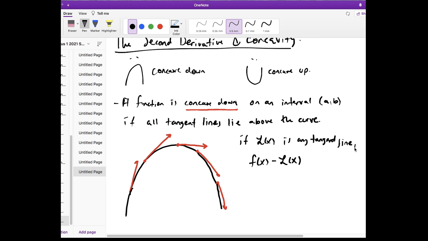So you take f of x and you compare it with L of x. Is this positive or negative? Or it could be 0 if you pick the right point, but negative. Yeah, and why? It's because L of x is above and f of x is below. So the difference will be negative.